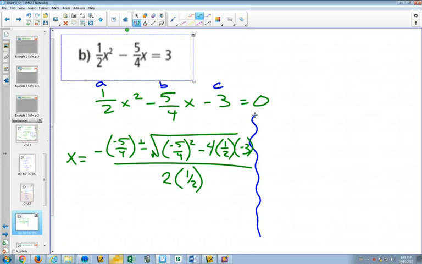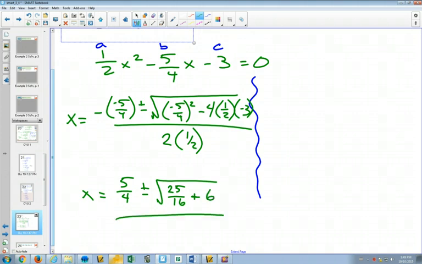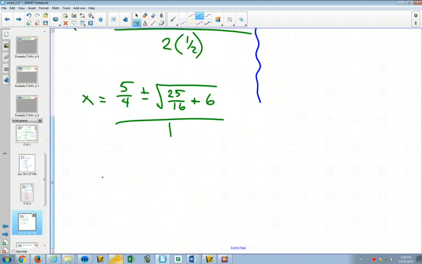So it's a little bit nasty inside because we have some fractions, but now we can start simplifying it. Negative 5 over 4 will just be 5 over 4. Plus or minus square root of negative 5 over 4 squared will be 25 over 16. Plus, 4 times a half is 2, times 3 was 6, all over 1, because 2 times a half is 1. We have 5 over 4 plus or minus.